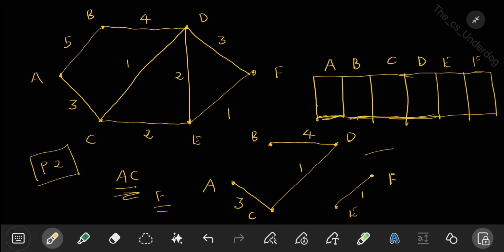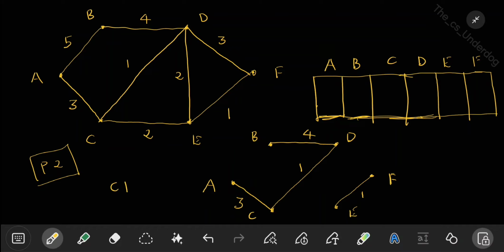And whenever you are adding an edge onto the MST, make sure you do a union operation in the disjoint set data structure. Otherwise, it won't be able to record that edge. So this is how it is done. AC is also done. Next is, let us say, BD. BD is also part of the MST. Both B and D will have the same representative element. CD is also part of the MST.